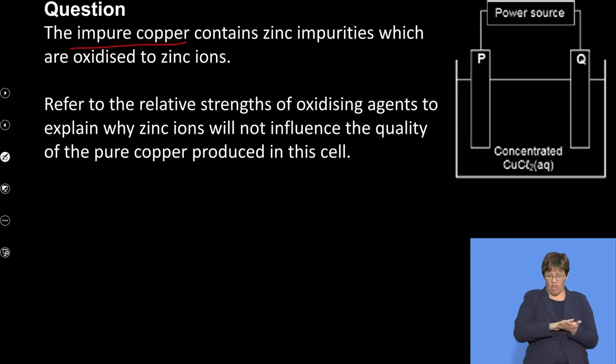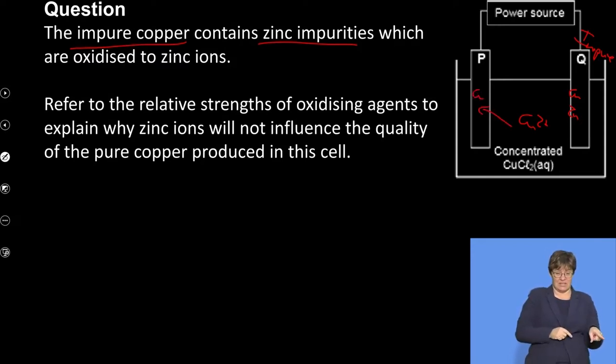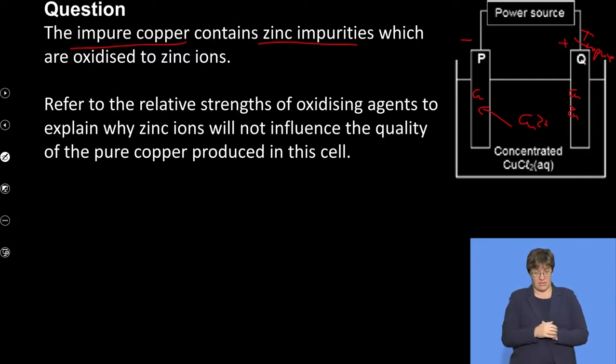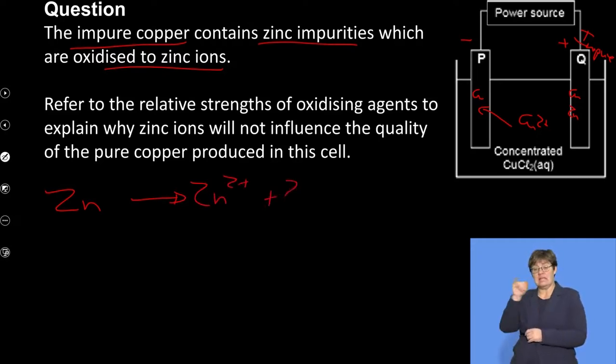So remember, the impure copper was this side, and we're told that there are zinc impurities. So inside here there's copper mixed with zinc. We know that there are copper ions in the solution, and we know that the copper is being deposited over there like that. We know this is negative, this is positive. Let's add on. So there's an initial reaction that's taking place. They tell us that the zinc impurities are going to form zinc ions. So zinc goes to zinc 2 plus plus 2 electrons.